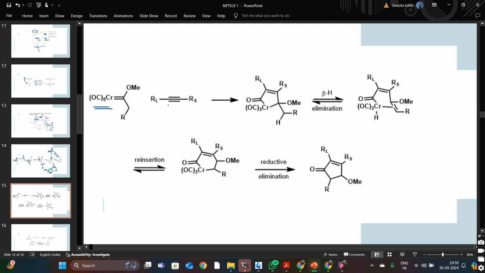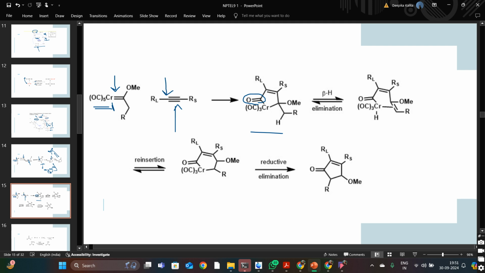At first this triple bond will undergo reaction with this carbon-chromium double bond, and you are going to get this type of intermediate by carbonyl insertion at this position, between this chromium metal and this carbon.